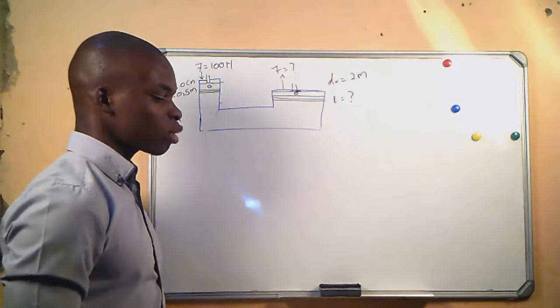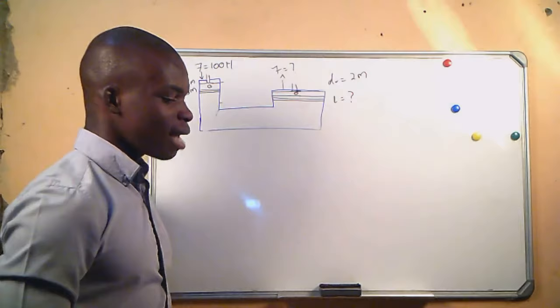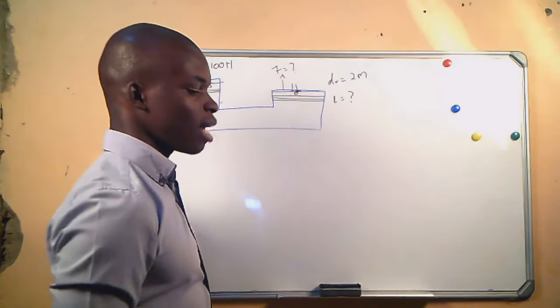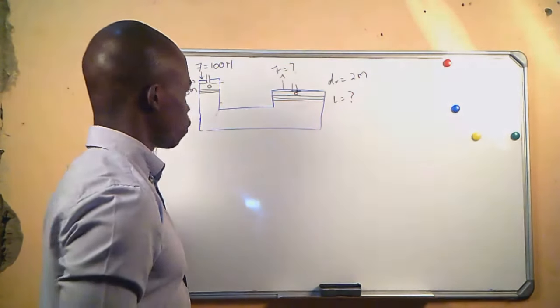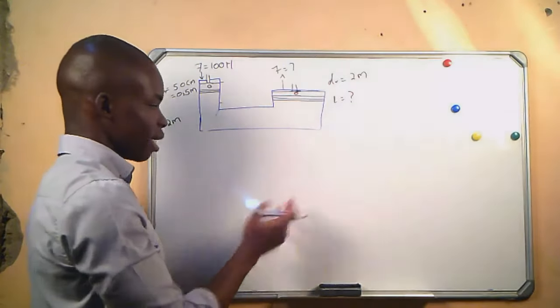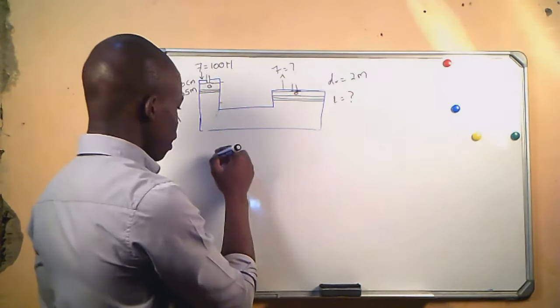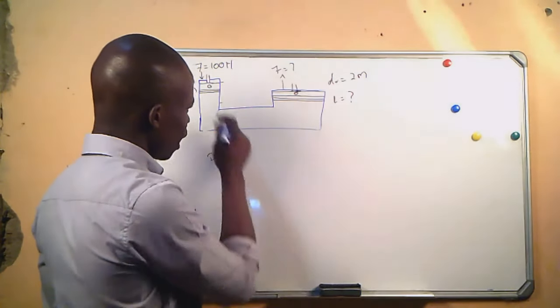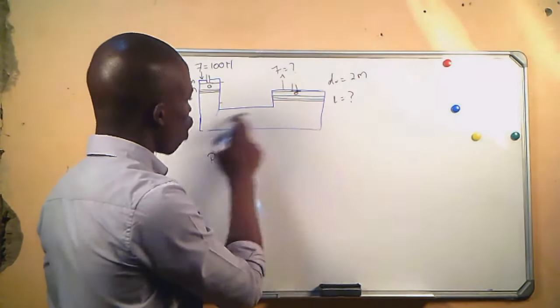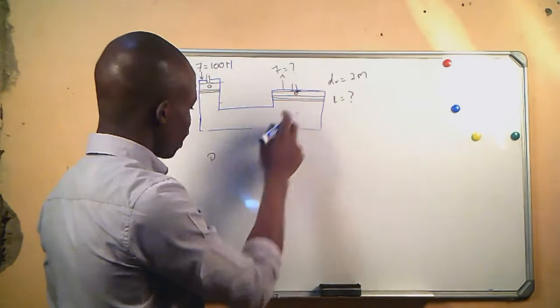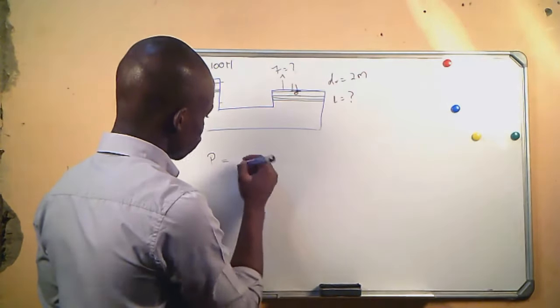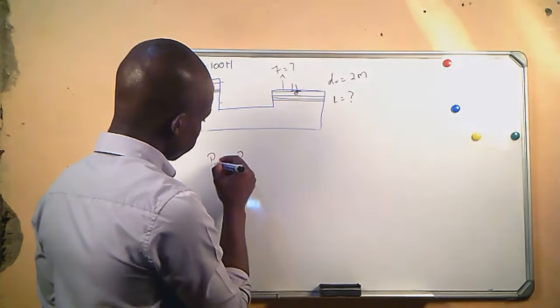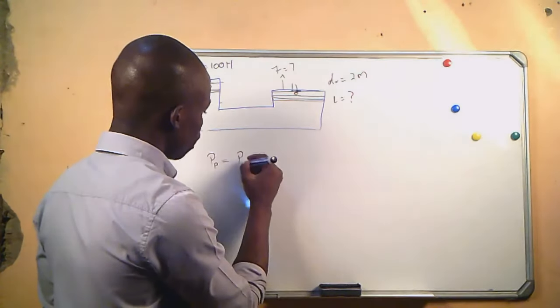So for the first question, they ask, what is the upward force exerted by the large piston with a diameter of 2 meters? We already know, according to Pascal's law, that the pressure exerted on the fluid in a closed container will be equal in all directions.